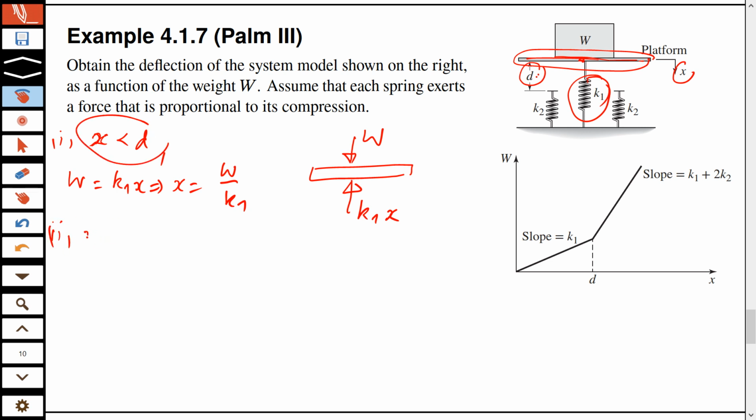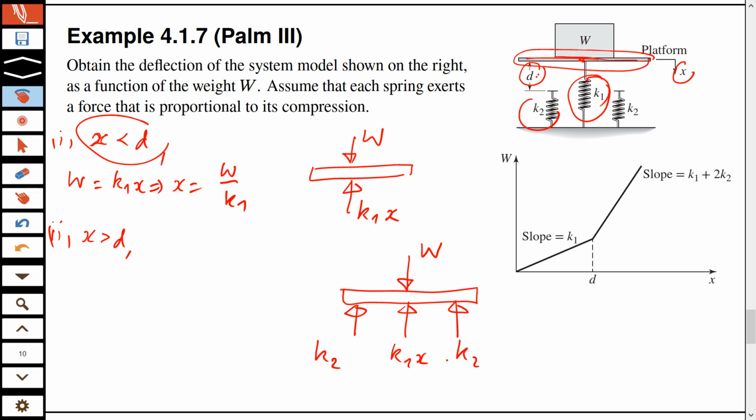Now if x is greater than d or equal to d, फिर क्या होगा कि this massless object will have one force from the top and three forces from the bottom. The one from K1 will still be K1x, क्योंकि वो तो पहले भी that depends on x. But the force coming from K2, this is K2 and this is K2, this will not be K2 times x. Why?